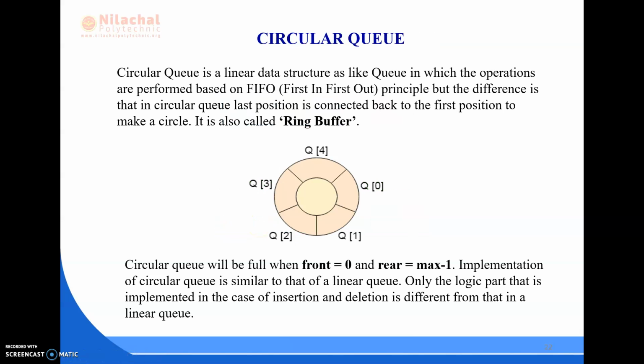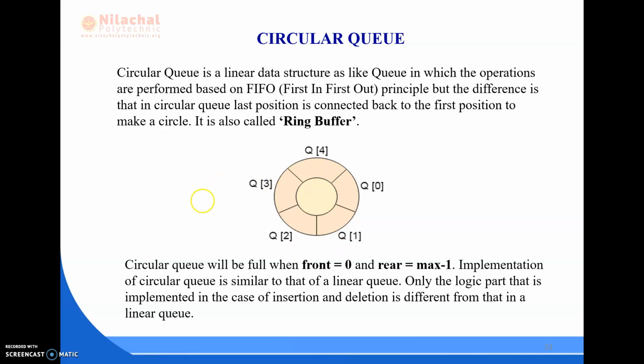So to overcome this drawback, we go through the circular queue concept. The circular queue is a linear data structure like the queue, in which the operations are performed based on the first in first out principle, but the difference is that it is in circular form. That is, the last position is connected back to the first position to make a circle. It is also known as a ring buffer.